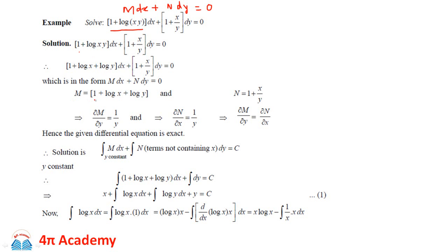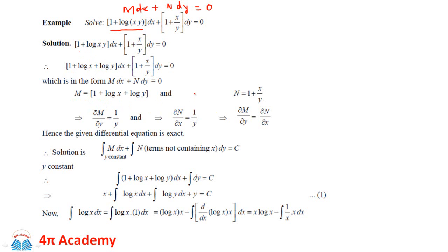So my m is 1 plus log of xy, which I can also write as log of x plus log of y. So my value of m is 1 plus log of x plus log of y, and the value of n is 1 plus x upon y. So this n is equal to 1 plus x by y.